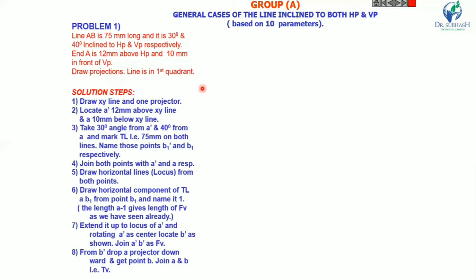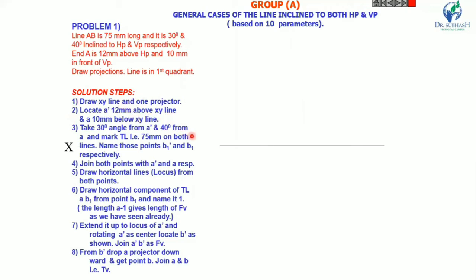Line AB is 75 mm long and it is 30 degree and 40 degree inclined to HP and VP respectively. And A is 12 mm above HP and 10 mm in front of VP. Draw projections. Line is in first quadrant. Now here, these are the different 8 steps that we have to follow to solve this problem. Okay, so let us see one by one step.